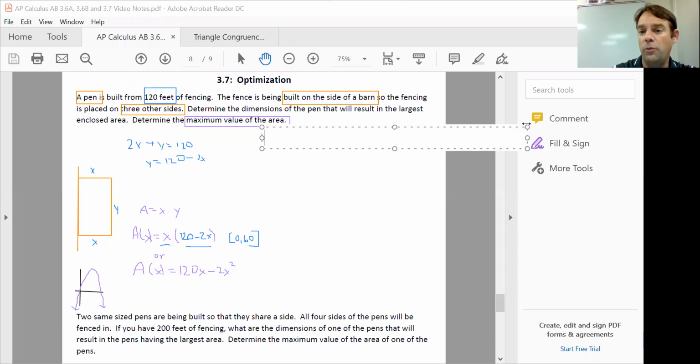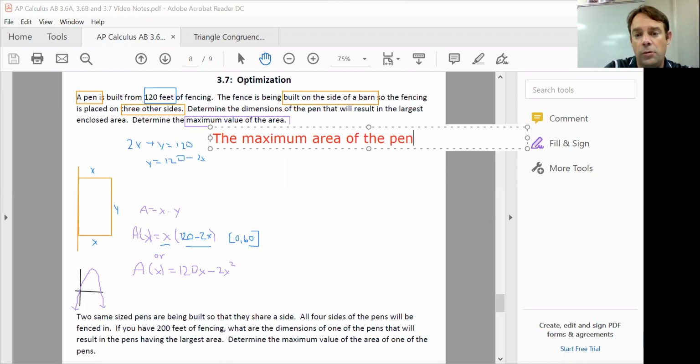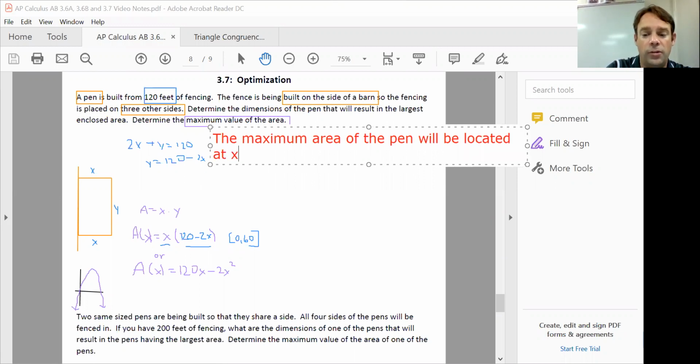So we start off, we're going to say what we're going to do, and then we're going to do the work. When we're done, we're going to say what we found. So absolute extrema, or the maximum area, I want to put it in context today. The maximum area of the pen will be located at x equals 0, x equals 60, when f prime of x equals 0 or f prime of x is undefined.